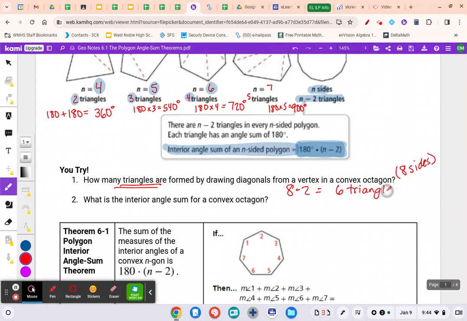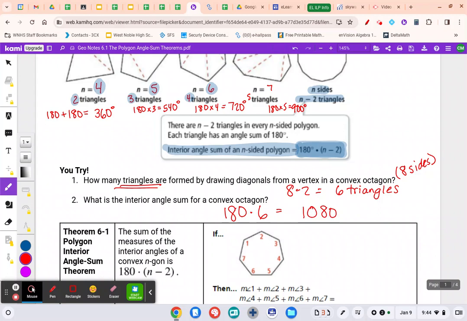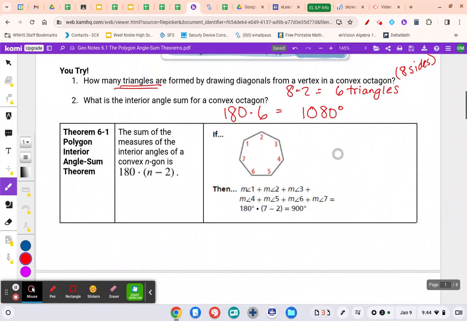Then we finish our formula. What is the interior angle sum of a convex octagon? That's where I take my 180 times 6, or 1080 degrees. There we go. So we can see our theorem here.